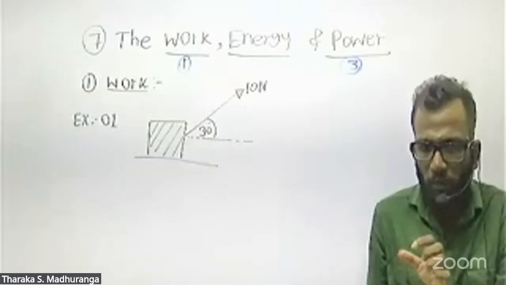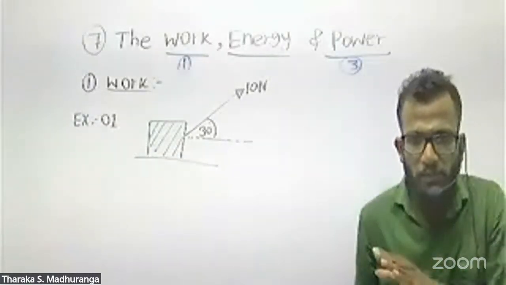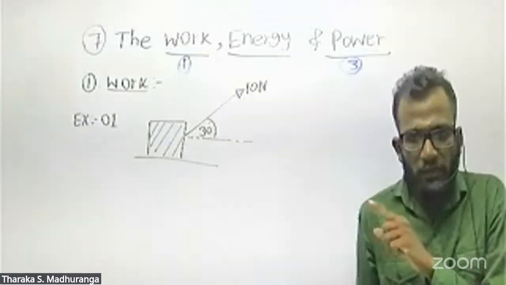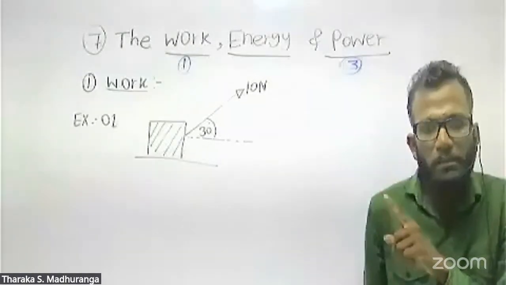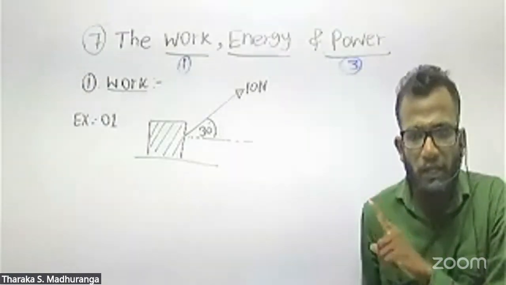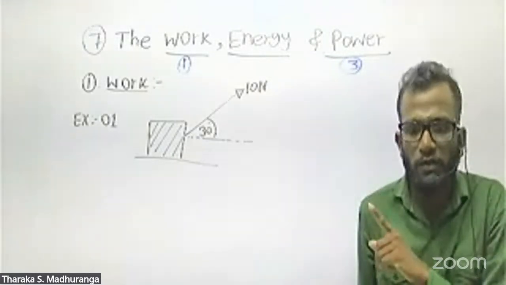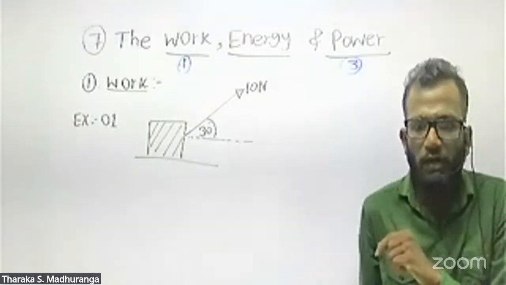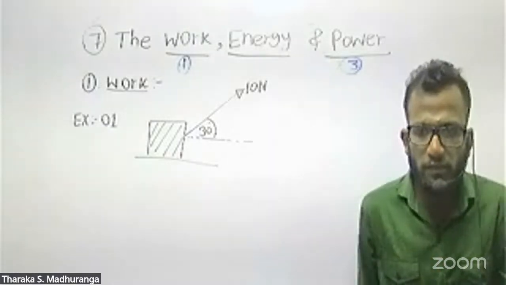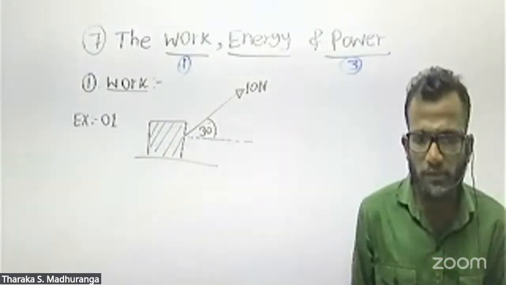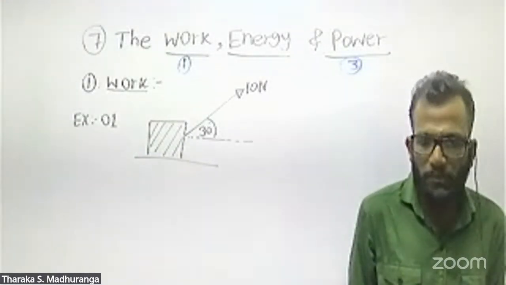A 10 kilogram object on a rough surface is given in the above figure. This object is displaced 5 meters by a 10 Newton angular force, at 30 degrees from the horizontal axis. Calculate the work done by the object.